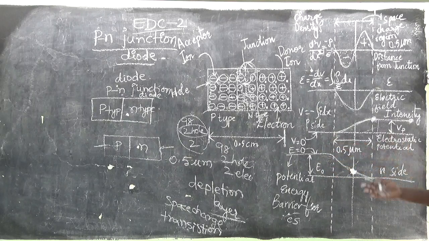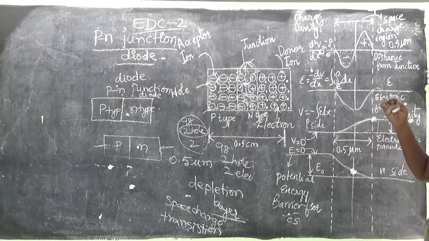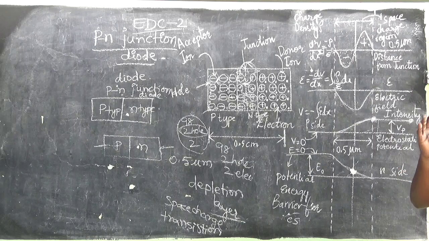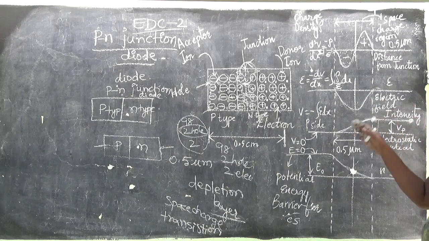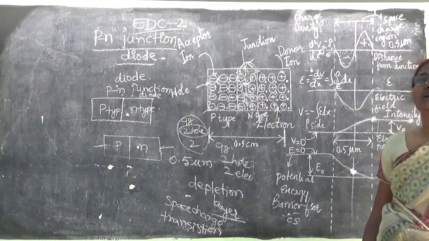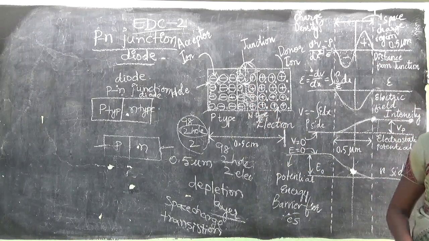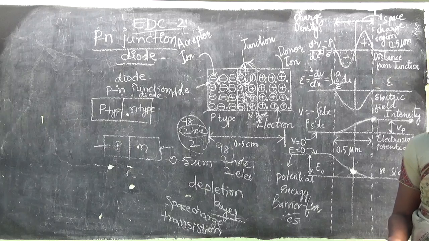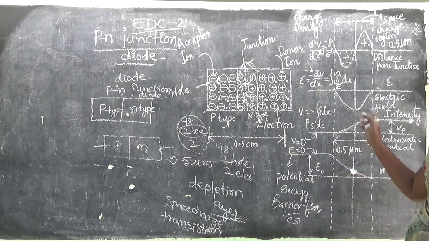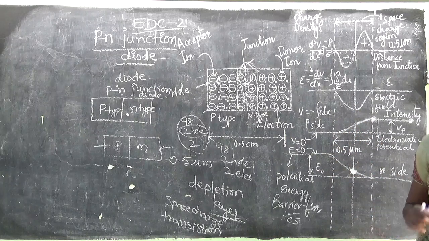So what we can observe here is that the further movement of the majority charge carriers will be opposed by a potential which is called barrier potential, which is caused by the movement of the holes or electrons or free carriers from one side to the other side only. So this is about the PN junction diode.